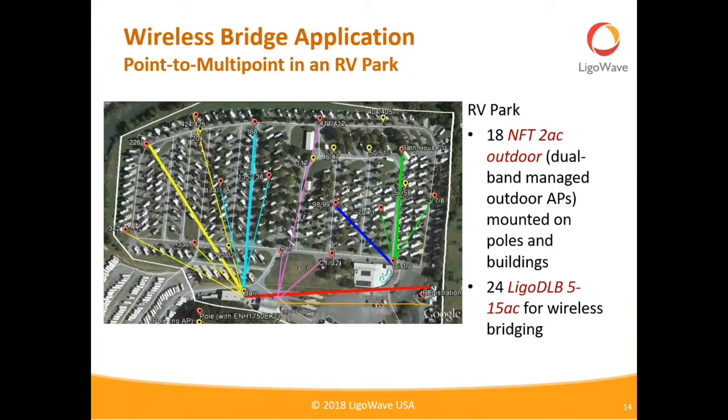So to show a couple of applications, this is an example of an RV park where we have 18 NFT2AC outdoor access points, which are dual band access points for providing Wi-Fi network access to clients.